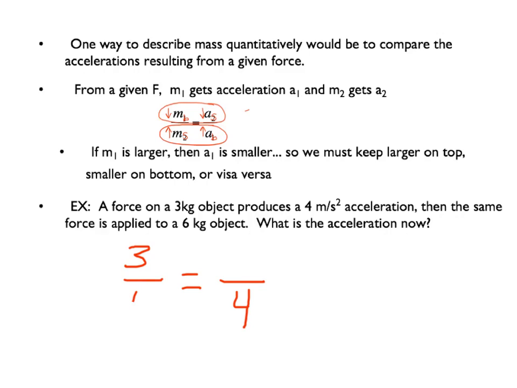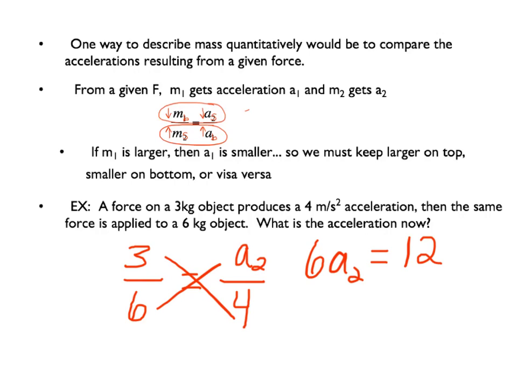The mass of 6 kilograms would now be on the bottom, whereas its acceleration, or A2, is going to be on the top. When we cross multiply, we can set up an equation where 6 times A2 is going to be equal to 3 times 4, or 12. So when we solve for the second acceleration, we take 12 divided by 6, and get 2 meters per second squared as the resulting acceleration. This makes sense because if the object is twice as big, when the same force is applied to it, you should get an acceleration that is half as much. A bigger object is going to have more resistance to a change in its motion because of that larger mass.